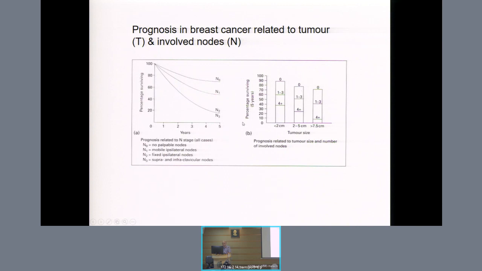This is the lymph node in the breast cancer case. If there is no lymph node involvement, they have good prognosis. N1 is poorer, then N3 is poorest. Over here, if combined with the size of the tumor and the lymph node involvement, if it is 2 centimeter size or less and there is no lymph node, the survival is almost 90%. 1 to 3, it is 60%. If more than 4, it is further reduced to 40%. The same with the other sizes.